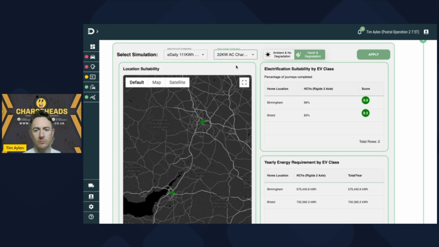So we probably could do a bit better on Bristol. So let's improve the charging to 22. Okay, great. I mean, Birmingham's 100% now. Bristol's 96%, which is great.